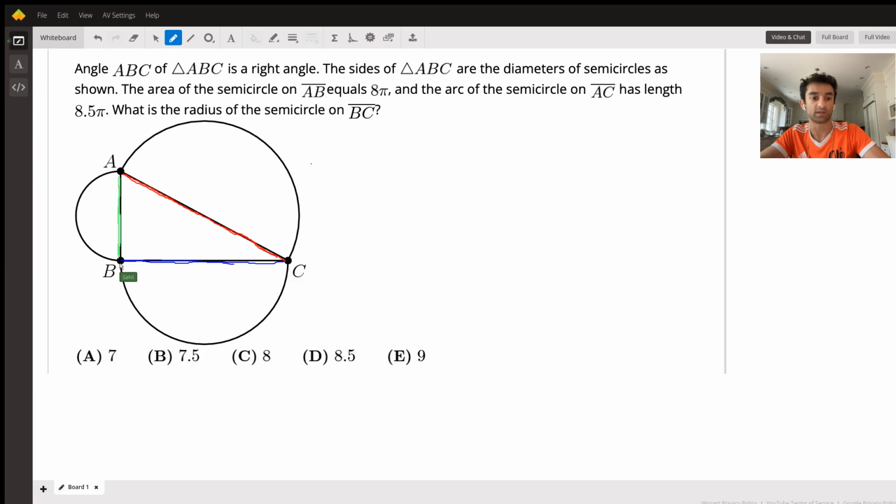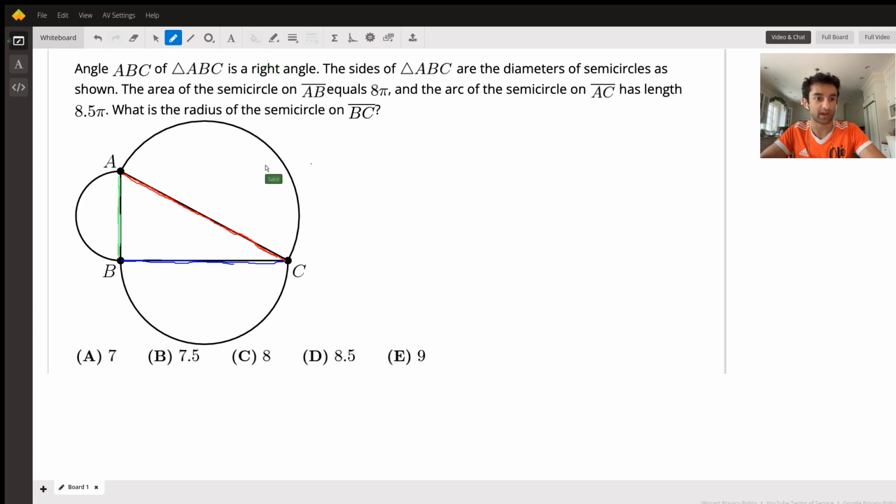So the radius of this semicircle B to C. The first thing we want to notice is that we're looking at a right triangle, where ABC right over here is our right angle. And from that, we know we can use the Pythagorean theorem. We have information about the area of AB, and information about the arc of A to C, which means that we can most likely find the length of this hypotenuse and one of the legs of the triangle, and use that to find the length of B to C, and then find the radius. So I've labeled them with different colors so we can make sure to stay organized.